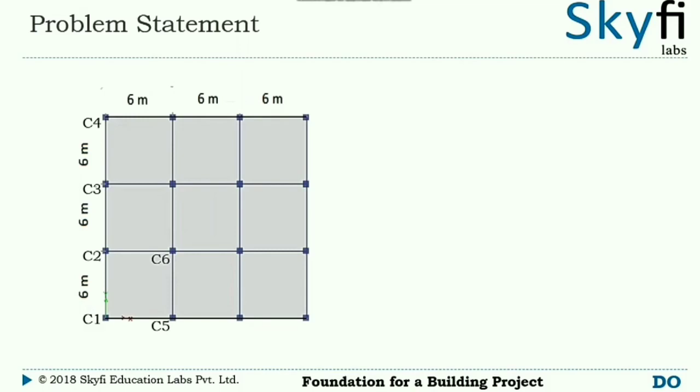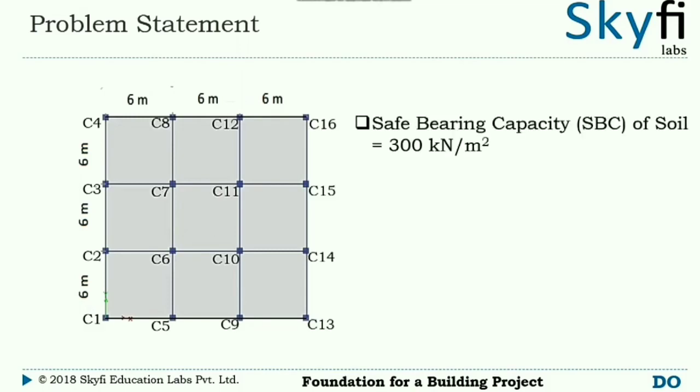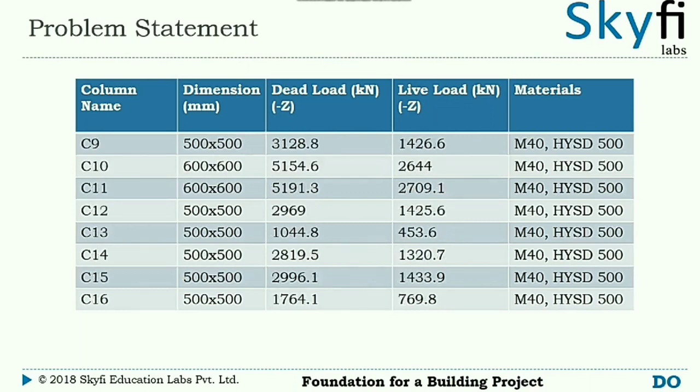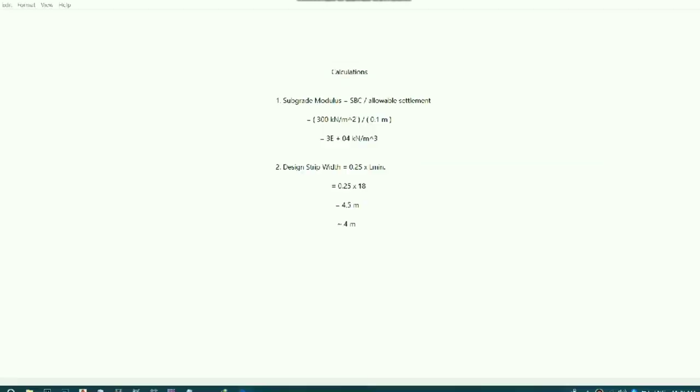So this is the problem statement that we've arrived upon by using the analysis data for the tall building that we designed on ETABS, and now we'll be designing a mat foundation for it using this data only. Now we will calculate the subgrade modulus, which is the ratio of safe bearing capacity of the soil to allowable settlement, and the design strip width, which is 0.25 times the shorter dimension of the mat footing, which we'll here take as 4 meter.